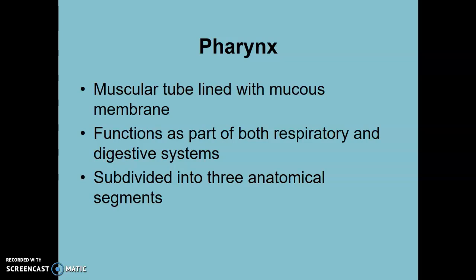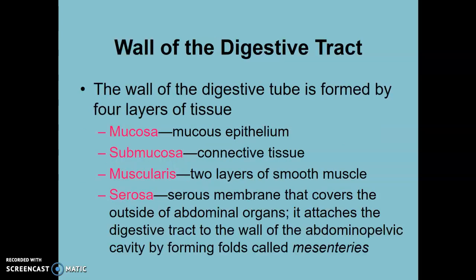So the pharynx is basically the back of the throat in a human, but it starts up in the sinuses and goes all the way down to the larynx. It's a very muscular tube lined with that mucous membrane with lots of cilia. It separates the respiratory and digestive systems, and it's subdivided into our three segments that I talked about: the nasal, oral, and laryngeal pharynx. Now, the wall of the digestive tract starts in the pharynx.